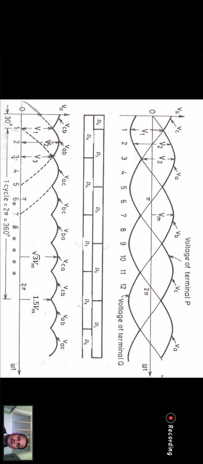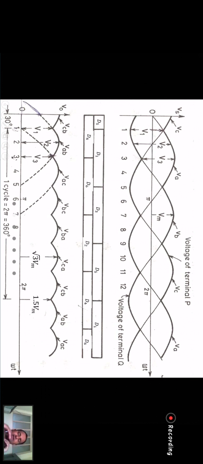Similarly, this is the output voltage of VCB, VCA, VAB, VAC. So this is the instant. This point is 30 degrees. One cycle is 360 degrees. So in one cycle, VA, VB, VC. These are the instances where each diode will conduct, which means it should be in sequence.